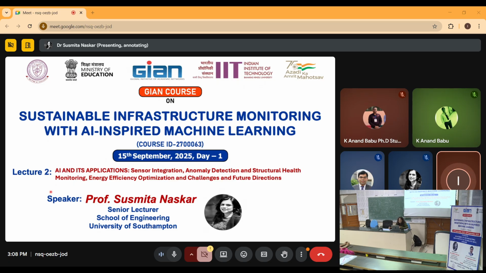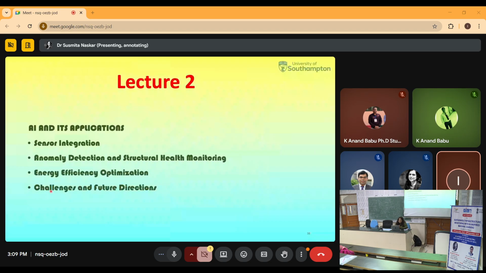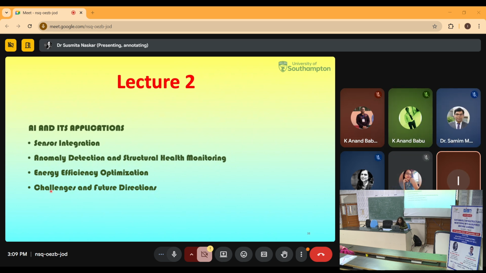And definitely please remember that most of the cases which we are considering are mainly applicable to infrastructure monitoring. And then we will also see a little bit of energy efficiency optimization and challenges and future direction as the lectures go on. So as we have seen, this is lecture 2 where we have said these are the main 4 aspects of the AI and applications which we will be looking into.